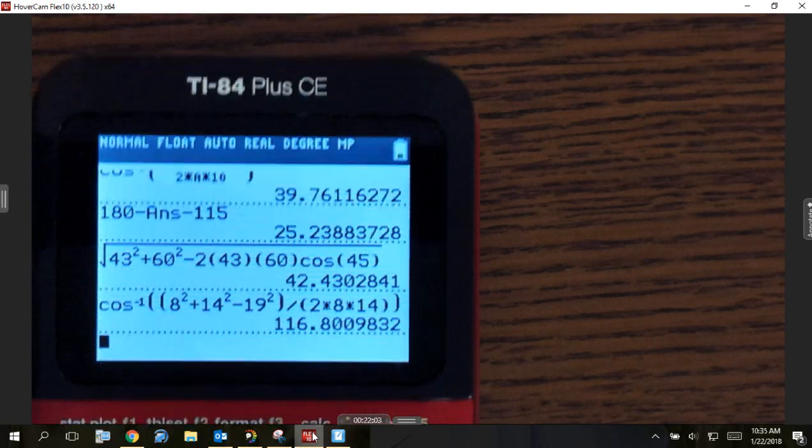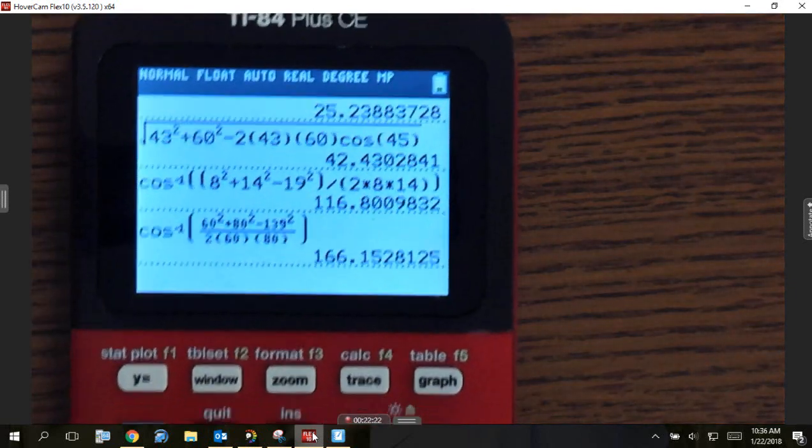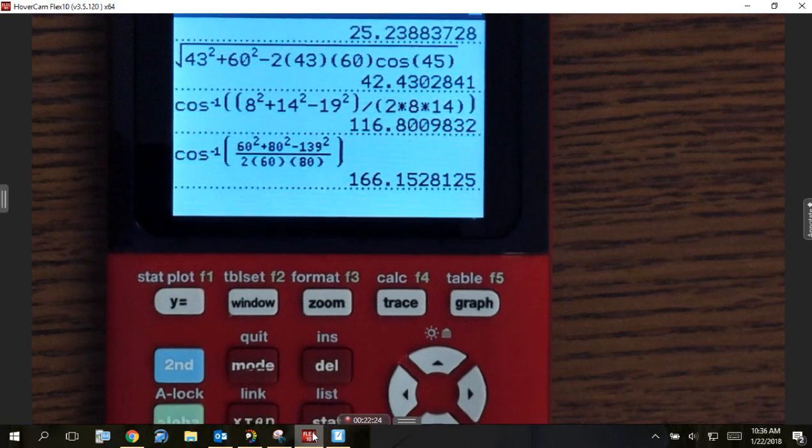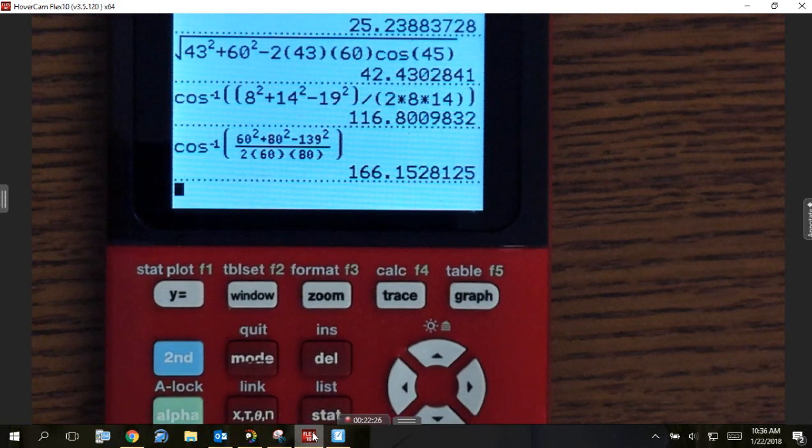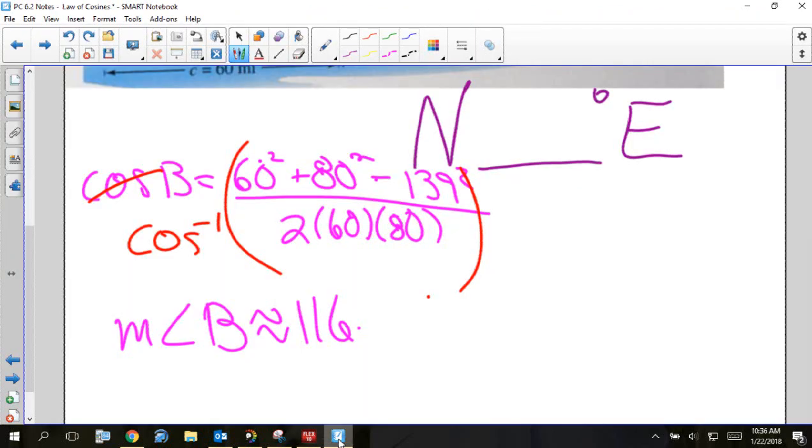If I type it on my calculator, you should get 100. Nope, that's not right. That's my other one. I'm not retyping them all in. I'm trying to go back because I've done this 2 times already today. It's 166 point something. Did you get 166 point something? 166.153 degrees.